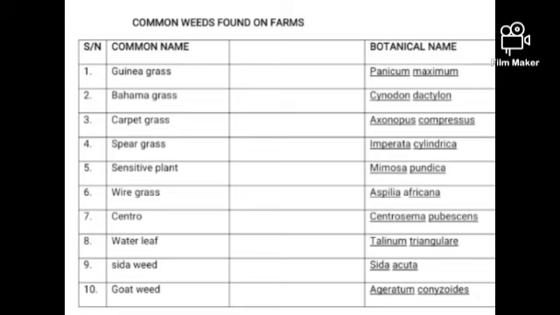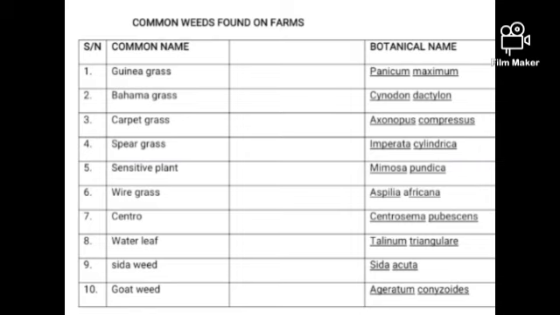Some common weeds found on farms. We have the Guinea grass, Panicum maximum, the Bahama grass, Cynodon dactylon. We have speargrass, Imperata cylindrica. We have the wiregrass, Aspilia africana. We have Centrosema pubescens. We have the waterleaf, Talinum triangulare. We have Cedar acuta, that is cedar weed. We also have the goat weed, which is termed Ageratum conyzoides.